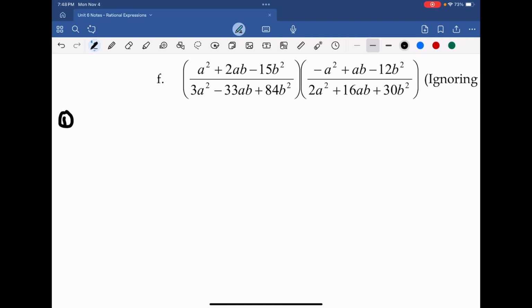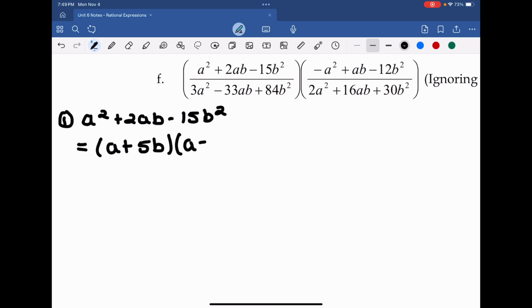So let's start off with our first factoring part, which is a squared plus 2ab and then minus 15b squared. Now, don't be thrown off by the double variable. Essentially, to factor this, we're still going to do the same inspection method. So what multiplies to make negative 15 and adds to 2? The two things that can do this for me are a plus 5b and a minus 3b.